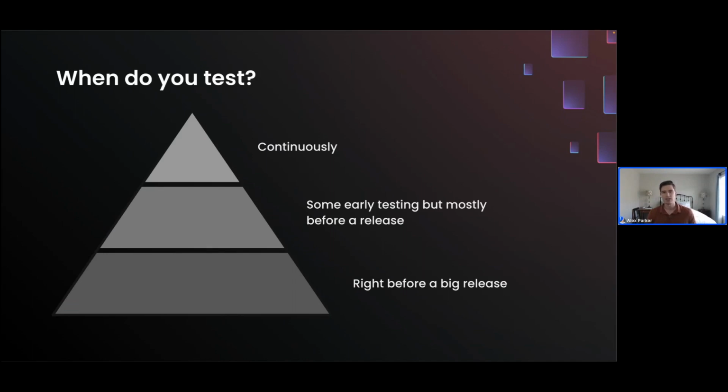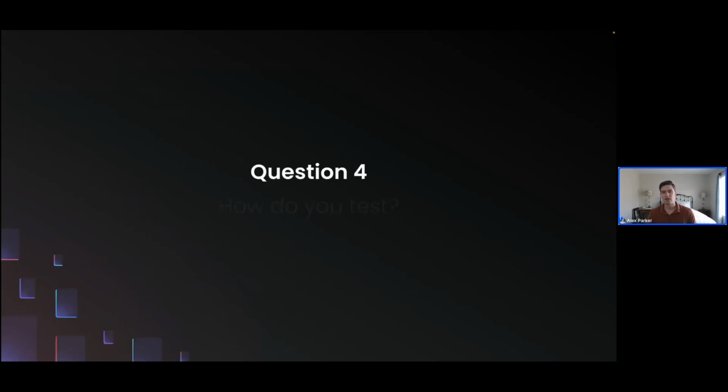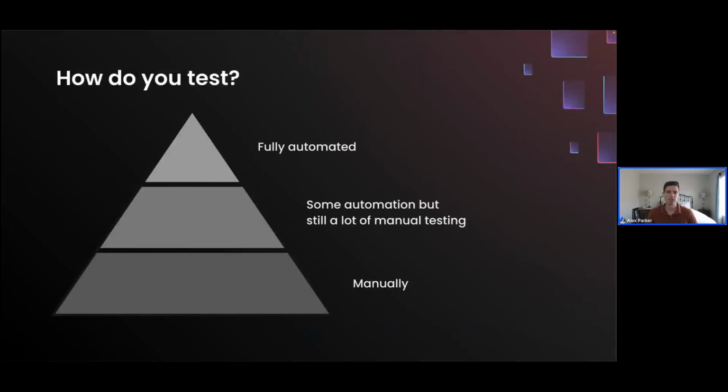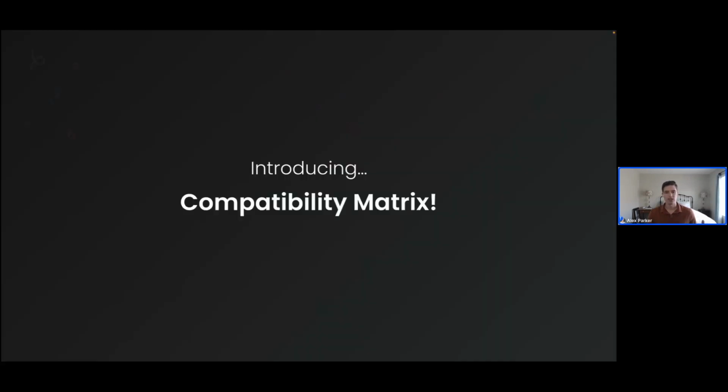Or ideally, you're continuously testing. Every time you're making changes, every time you're releasing, you've got tests that have run automatically that are building your confidence. And then finally, how do you test? Do you do all of your testing manually? Do you have some automation, but you still end up with a lot of manual testing? Or are your tests fully automated, which would obviously be the ideal case here? So in answer to all of these different questions, we're introducing a service called Compatibility Matrix.